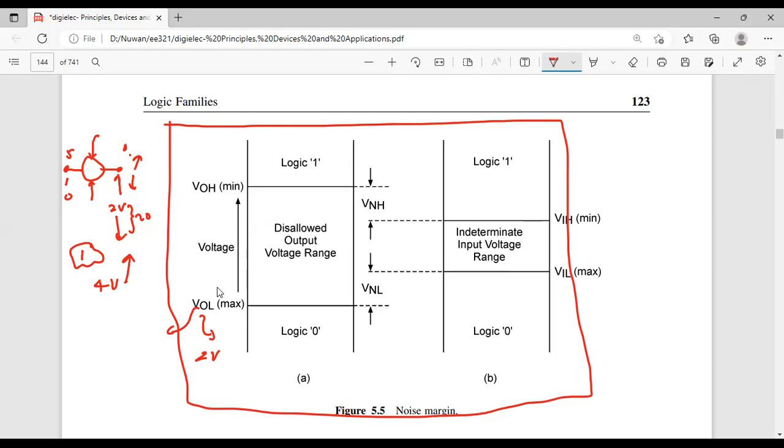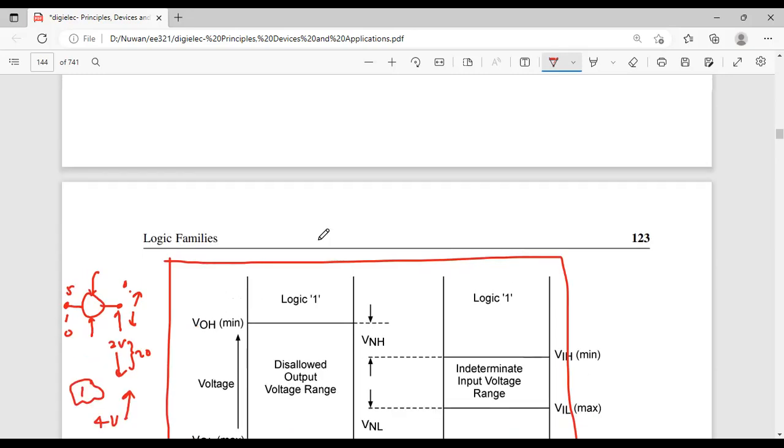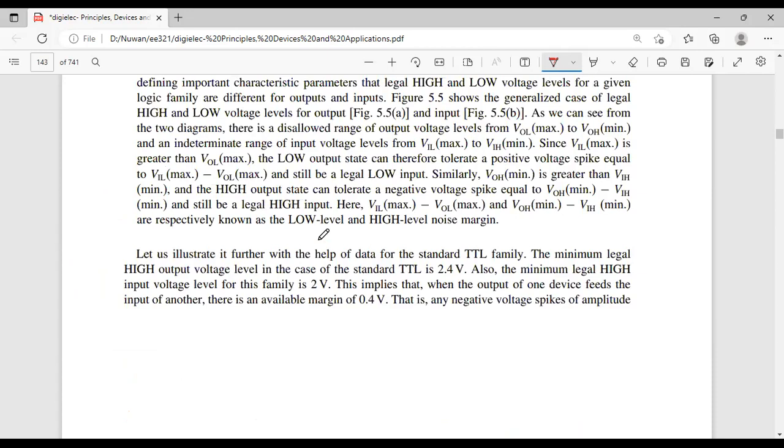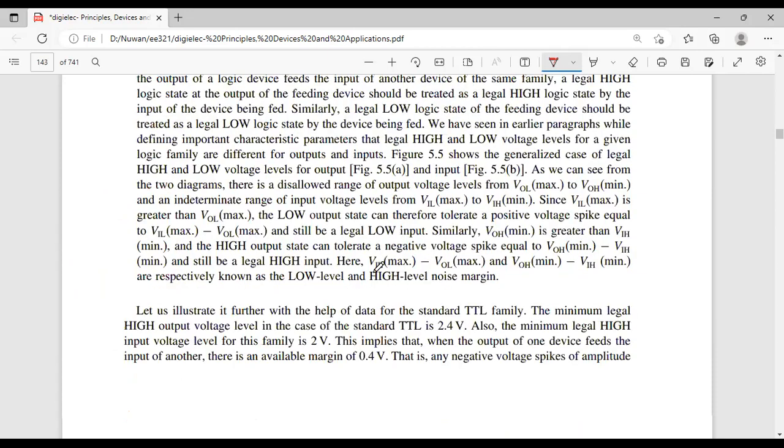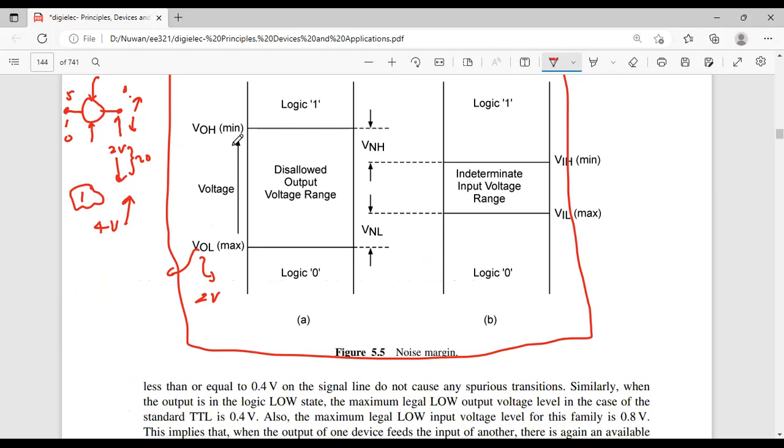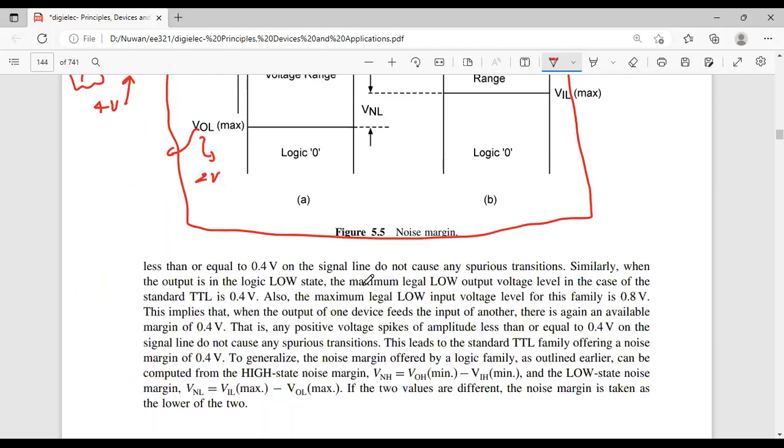I have explained this using values also. I think it will be okay for you. Anyway, you may have to draw this kind of noise margin. Definitely these parameters will be given, and you have to draw this diagram.